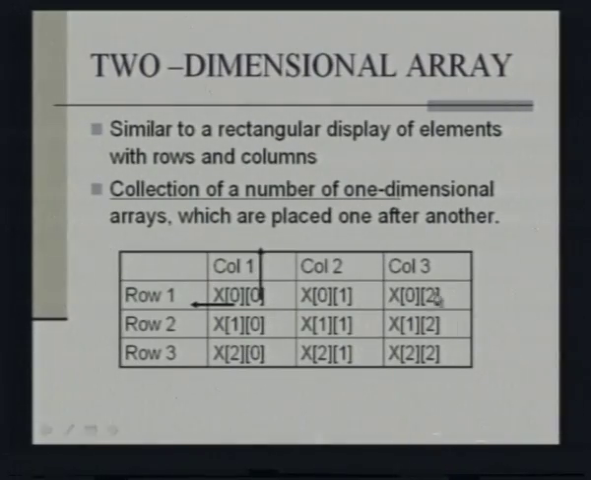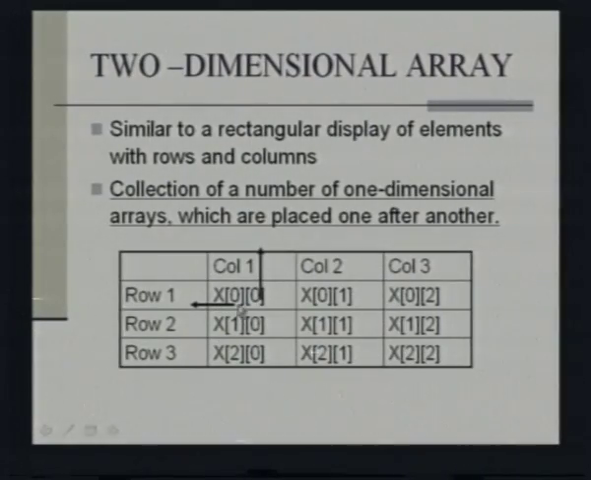A two-dimensional array can be considered as a collection of 1D arrays because if you see, 3 rows make a 2D array. For the purpose of identifying elements only, we have divided it into columns and rows. As such, this X is a 2D array which is nothing but 3 1D arrays arranged one on top of the other. So 2D arrays are nothing but a collection of many 1D arrays.